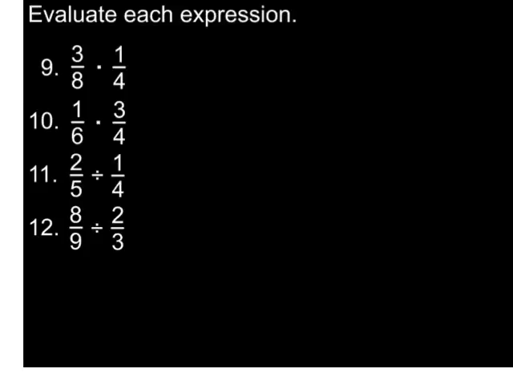All right, so now when doing the multiplication and division, remember to multiply. We are going to multiply straight across the top and straight across the bottom. So for our first one then, 3 times 1 gives us 3 on the top. 8 times 4 on the bottom gives us 32. 3 over 32. Does that reduce?